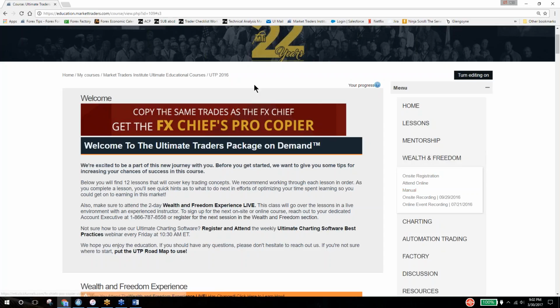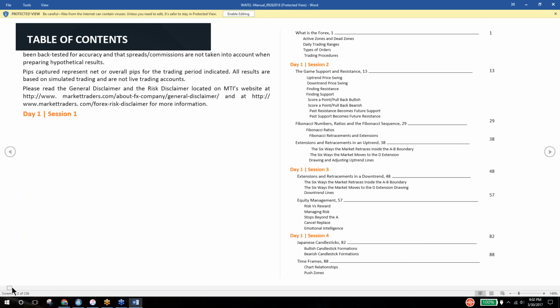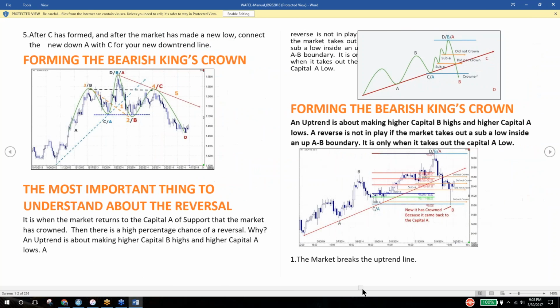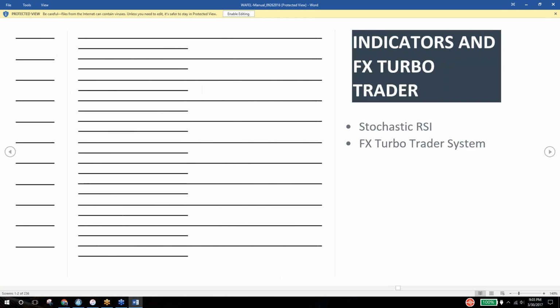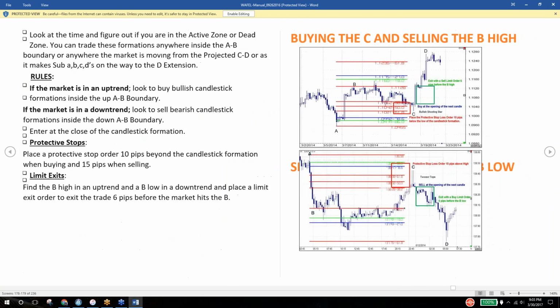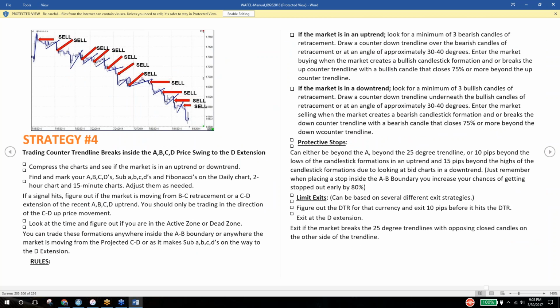Now, what we're going to be talking about is one of the strategies that gets discussed in that section. It's going to be strategy number 4. So I'm going to scroll all the way to strategy number 4. All right, and let's talk about strategy number 4. Strategy number 4 is steps 1 and 2 of the FX Chiefs 1, 2, 3 strategy.